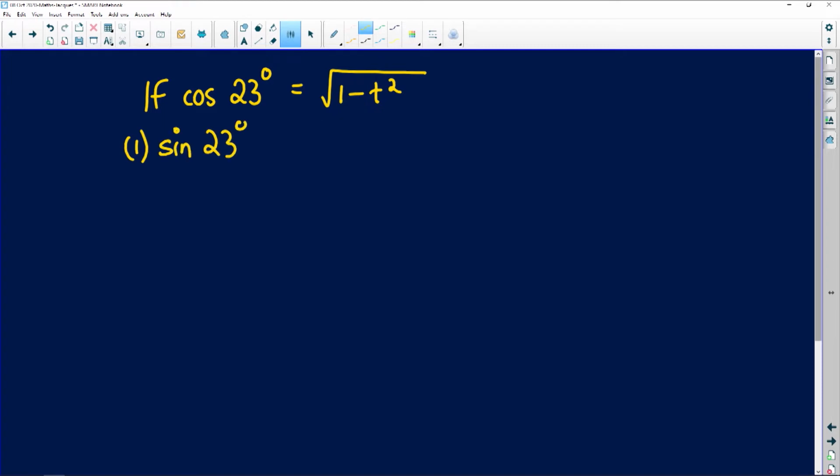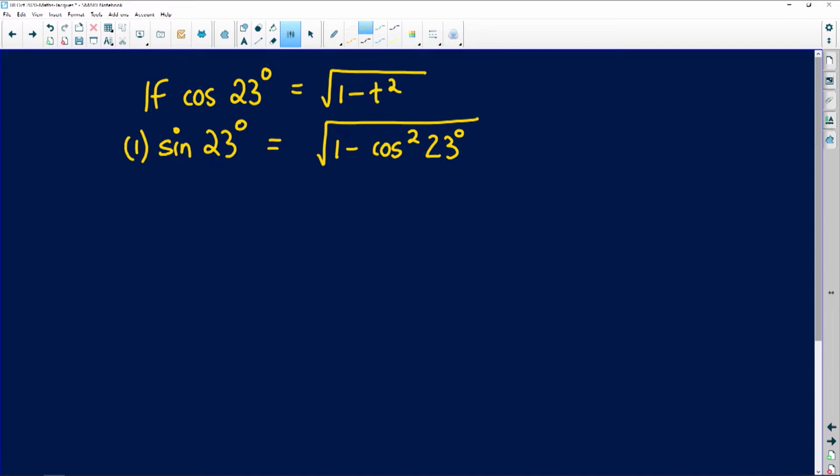Now, I think they were very nice there. We know that the sine of 23 is usually plus or minus the square root of 1 minus cosine squared of 23 degrees. Sine squared plus cos squared is 1. But because it's 23, it lies in the first quadrant. So in the first quadrant, all ratios are positive, so we only work with a positive root.